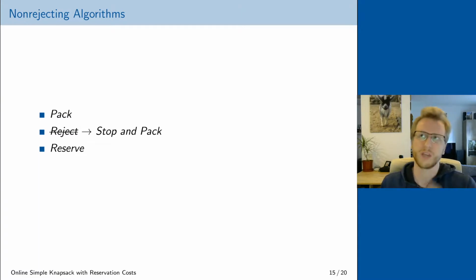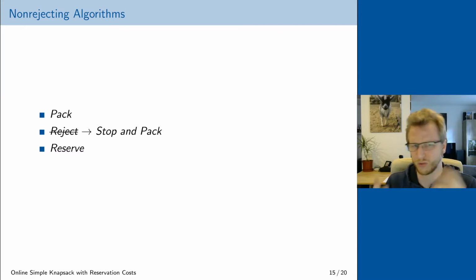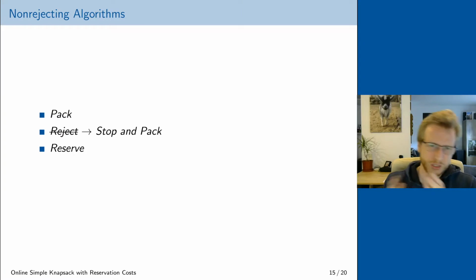But on the other hand, for very high reservation costs, this means that we're not really able to reject any items anymore. So what do we do if we are presented items that we do not really want to handle, that we don't really want to pack or reserve? Then maybe our competitive ratio becomes much worse at this point, right? And it turns out that both of these intuitions are wrong.